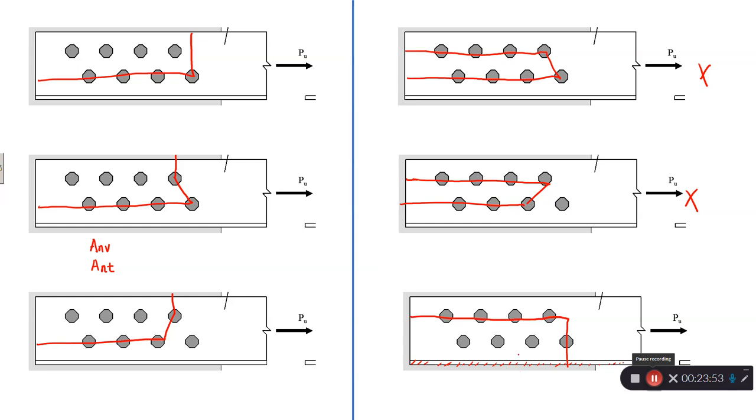It's going to take much more effort to tear the leg out compared to this one. So in this one, you only tear out one leg. In this, you have to tear out two legs altogether. It's almost impossible to control. So I'll cross out this. So now I only have three left.